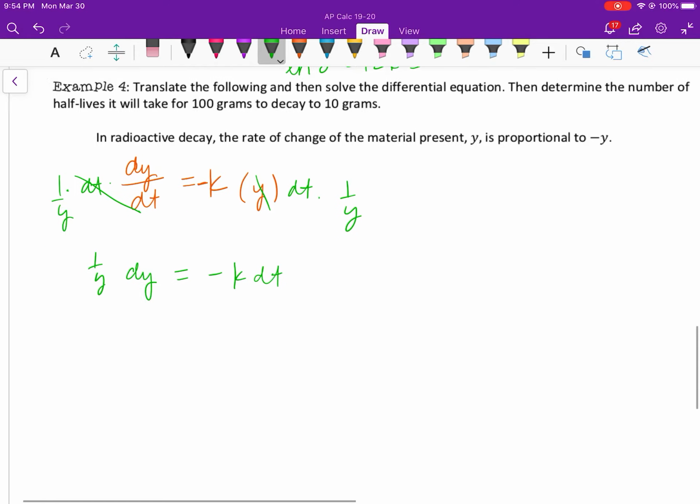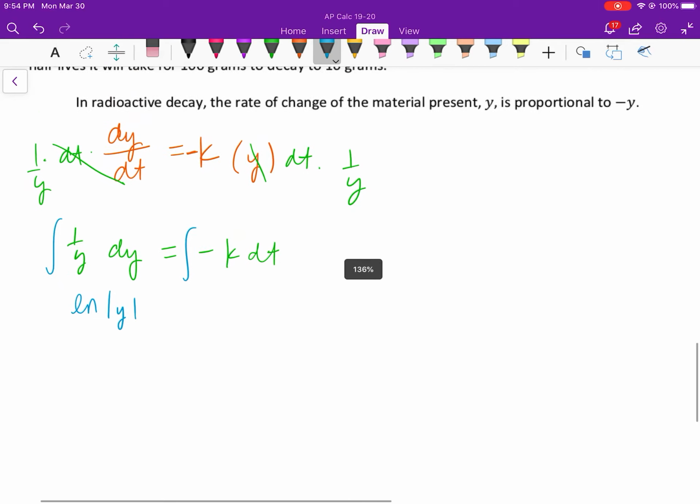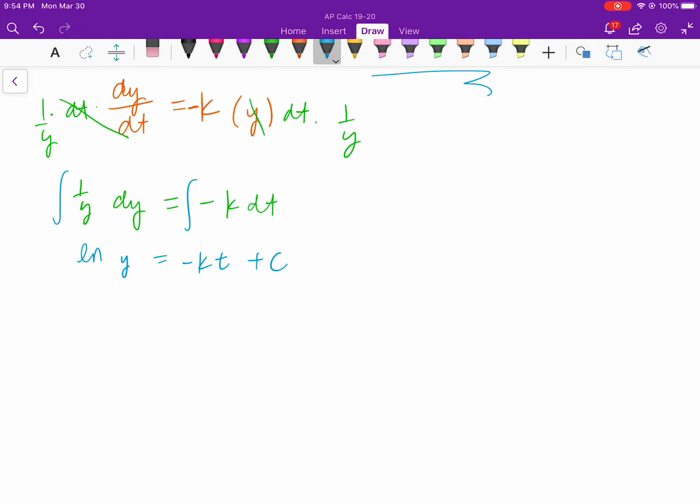And then on the right-hand side, we just get negative k dt. We integrate both sides. We get the natural log of, again, absolute value of y, but our absolute values won't be necessary because y is related to the amount of material present. So let's just throw those out the window. And that is going to be equal to negative kt plus C.